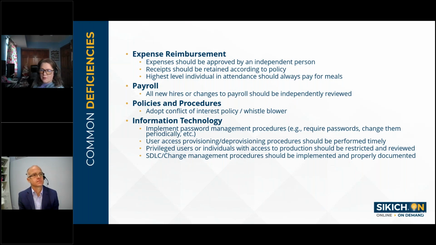But in small IT departments, you can have a lot of responsibilities within a very small number of individuals. Some of those individuals may have what's called privileged user access, essentially giving them the keys to the kingdom. They can make any change within the system for any data without anyone being able to see it.